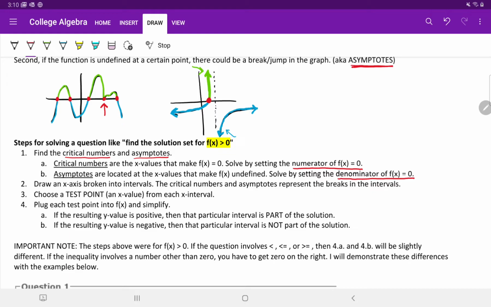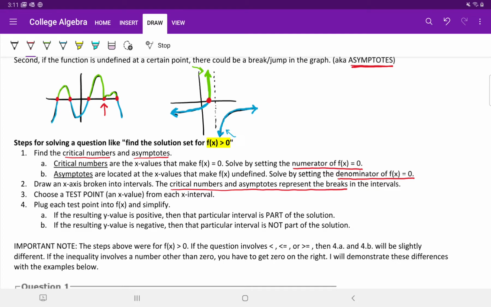So this is our first step. You find your critical numbers by setting your numerator equal to 0, and you find your asymptotes by setting your denominator equal to 0. Then we're going to draw an x-axis that's broken into intervals. The critical numbers and the asymptotes represent the breaks in our intervals. And this will make more sense when we do an example.